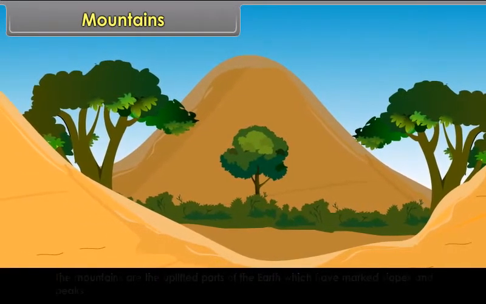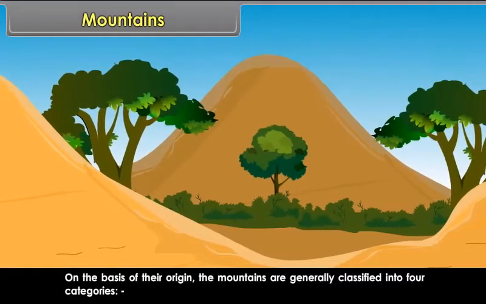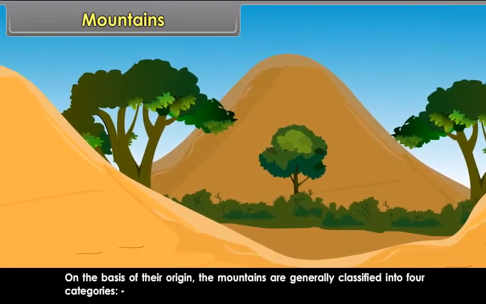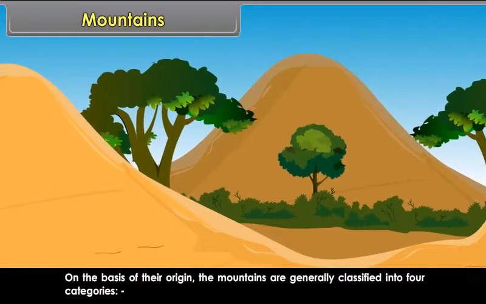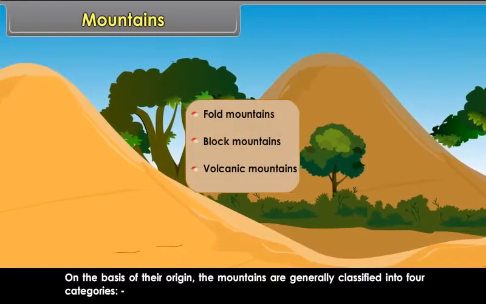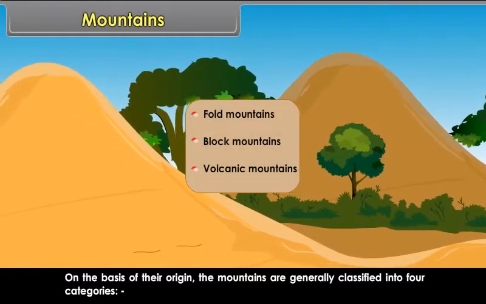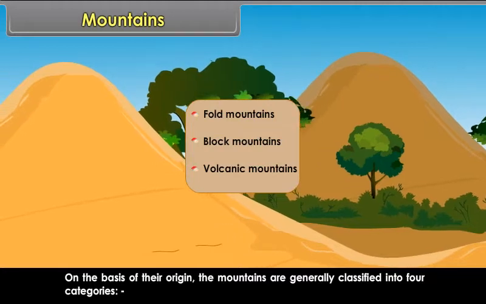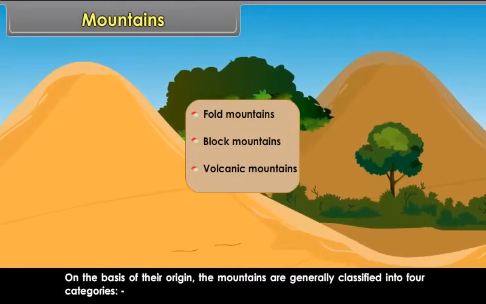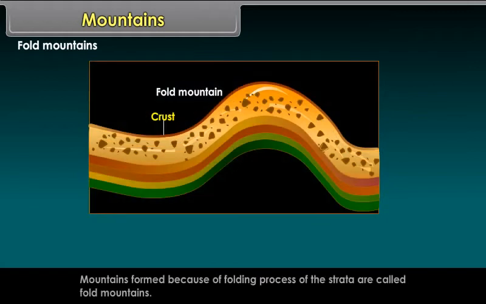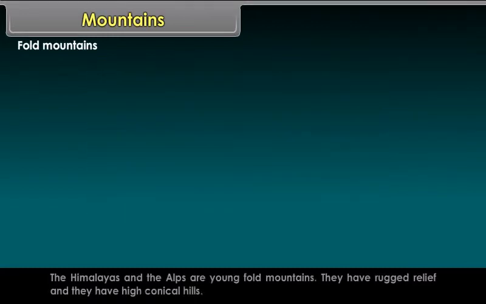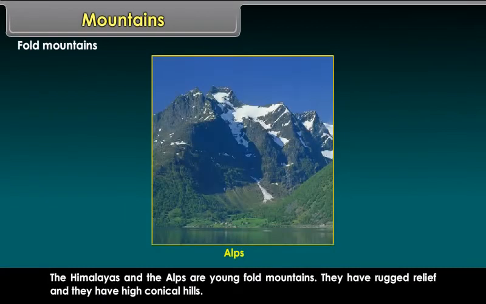On the basis of their origin, the mountains are generally classified into 4 categories: the fold mountains, block mountains, volcanic mountains. Fold mountains. Mountains formed because of folding process of the strata are called fold mountains. The Himalayas and the Alps are young fold mountains.